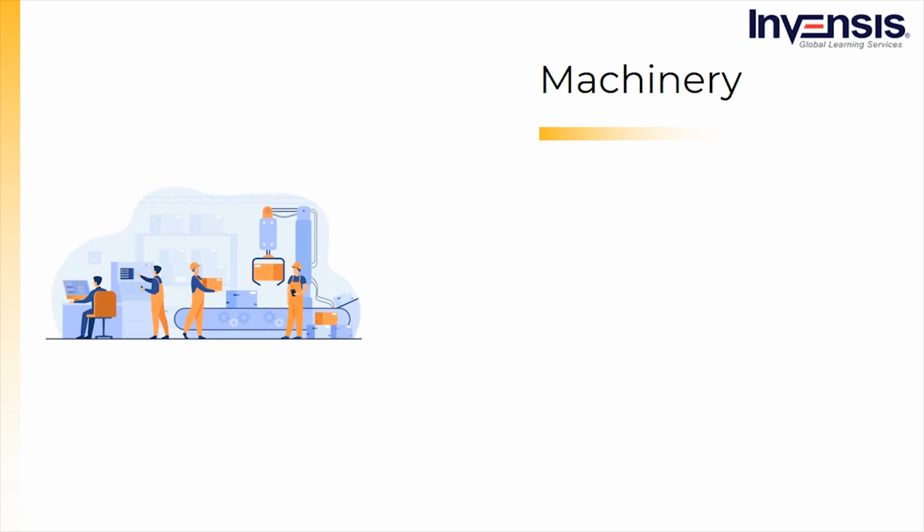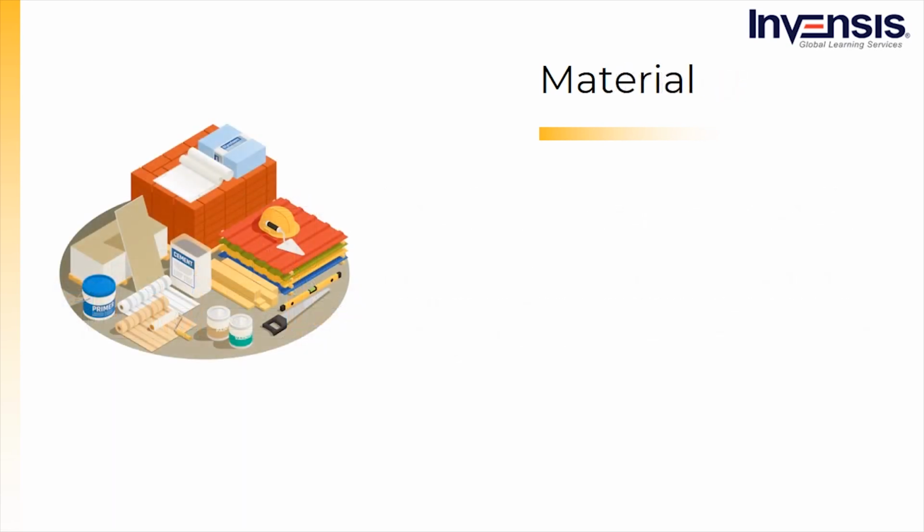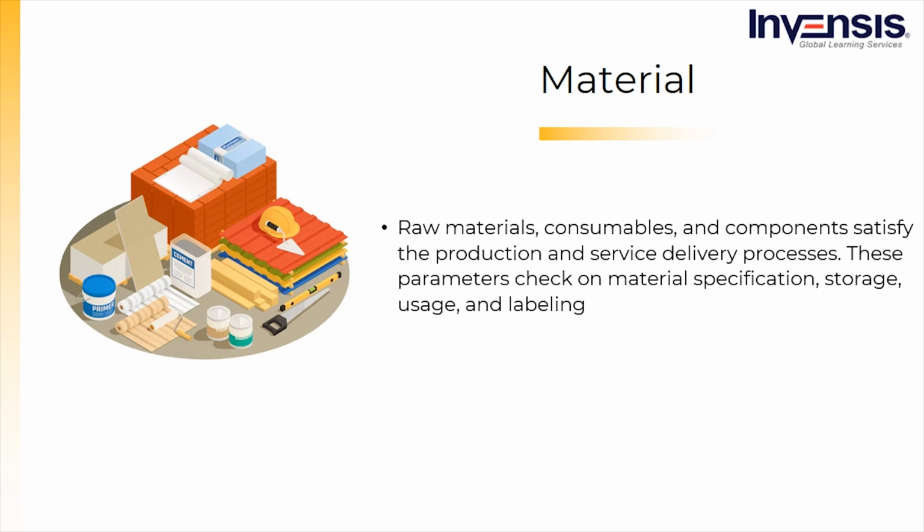Next, machinery. Various systems, facilities, equipment, and tools are used for the process when it comes to production. At times, machines, facilities, tools and their underlying support systems are often mismanaged, otherwise, they cannot deliver the required output due to technical issues. Now, using any machines or tools in the manufacturing industry comes with maintenance issues. Then, material. Raw materials, consumables, and components satisfy the production and service delivery processes. These parameters check on material specification, storage, usage, and labeling. Also, any issues relating to getting raw materials from suppliers and other challenges should be recorded.